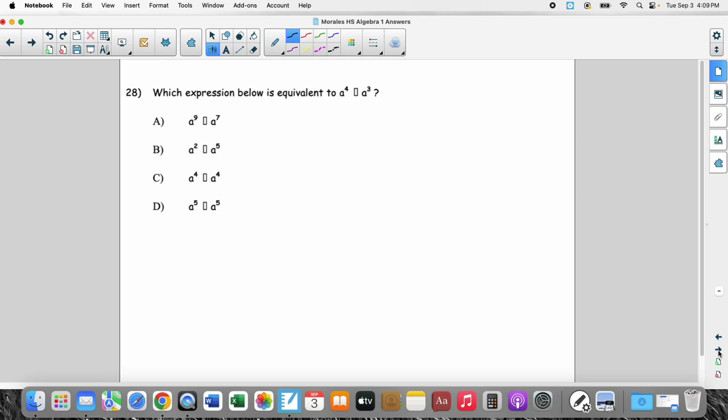28. Which expression below is equivalent to 4? I have no idea what that symbol means. I looked it up. I don't know what it means. I mean, I circled A. I don't know. 9 is bigger than 7 and 4 is bigger than 3. I've never seen this tall rectangle symbol in math before.